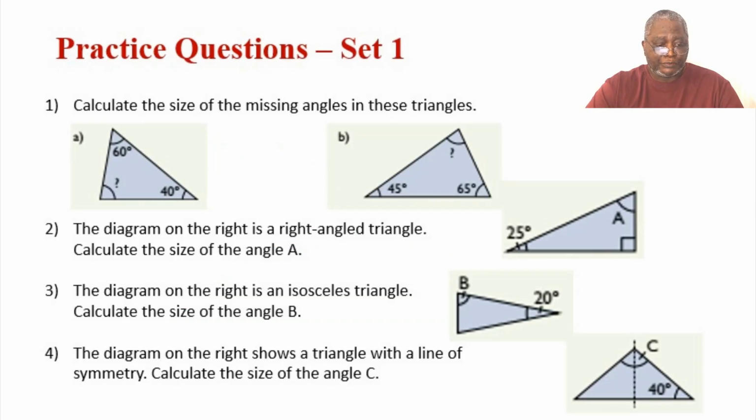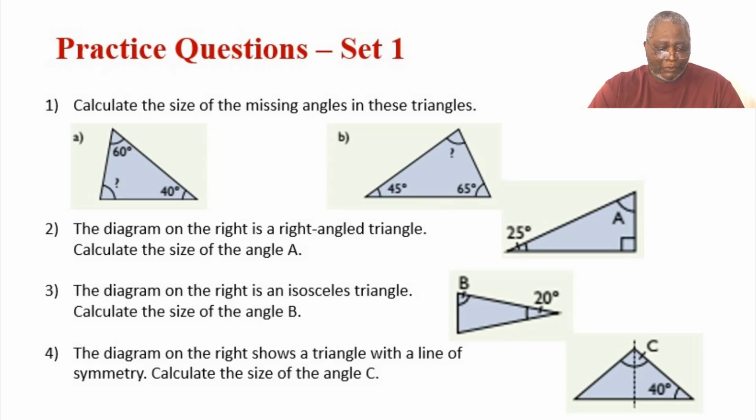Practice question set 1. Calculate the size of the missing angles in these triangles, A and B. Question 2. The diagram on the right is a right-angled triangle. Calculate the size of the angle A. Remember that a right angle is equal to exactly 90 degrees.